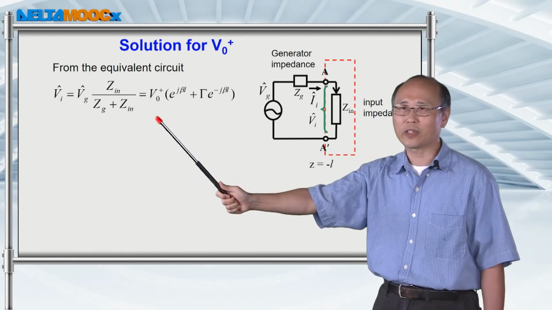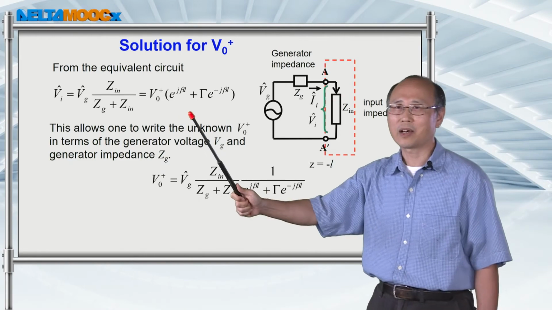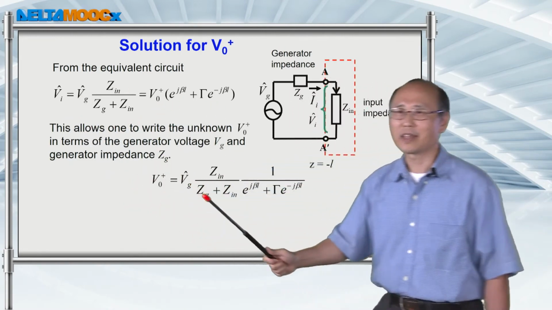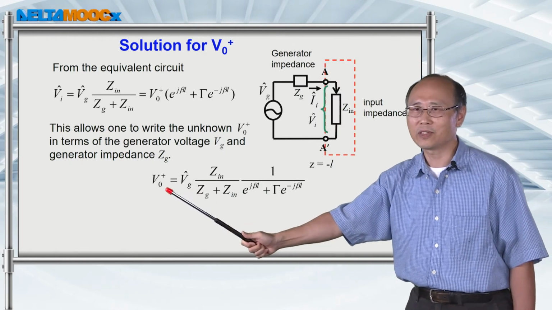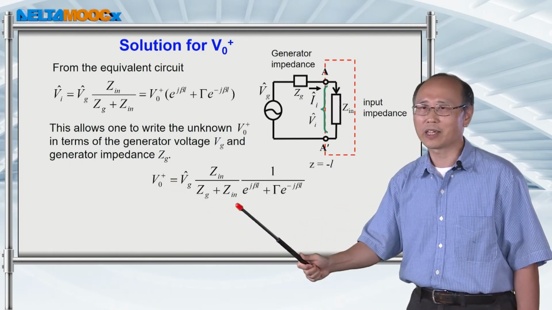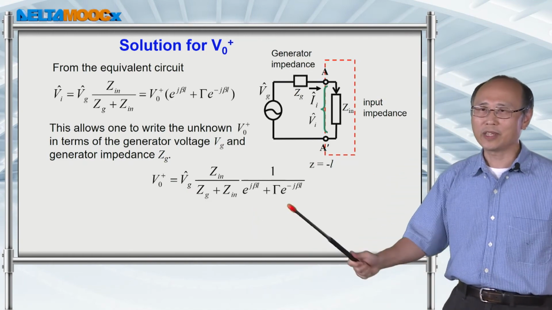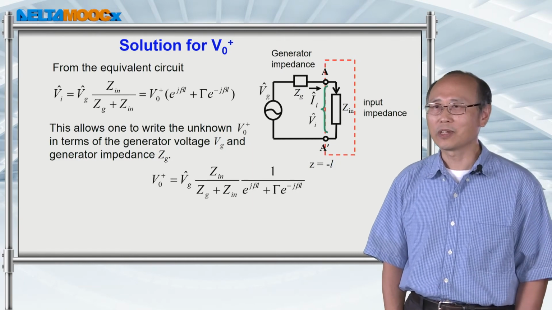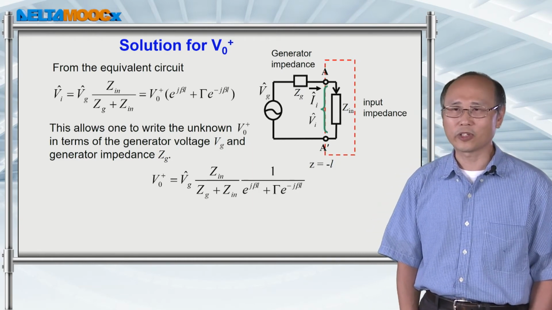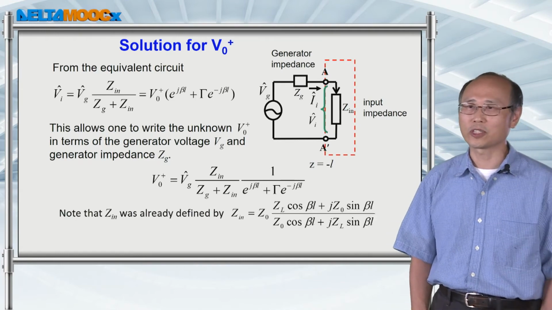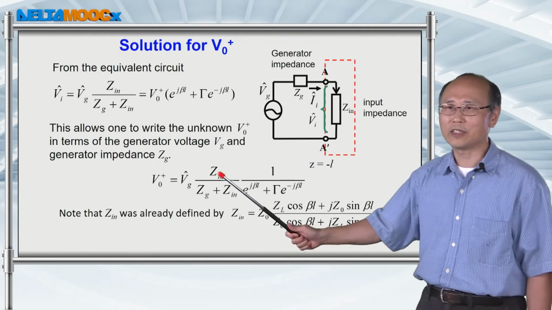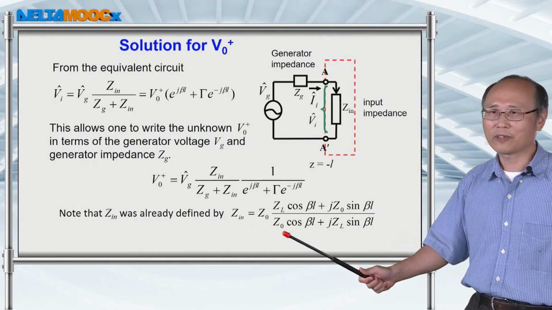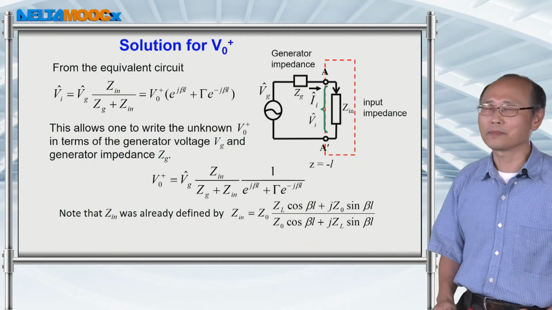With this general solution, you can move this complex exponential to the left hand side, and then you end up having V0 plus, the forward voltage, given by this expression. With this, basically you know everything about the transmission line. You know the four unknowns in the general solution of the transmission line. And don't forget that this Zin has been calculated from the impedance transformation given in the last session.